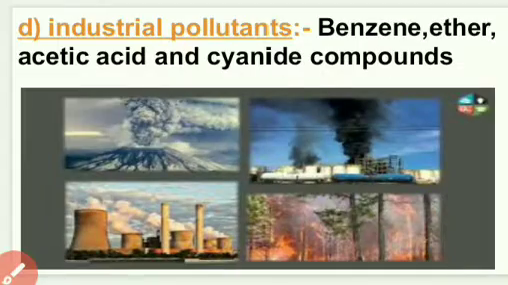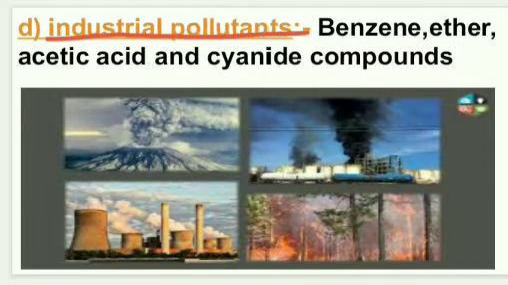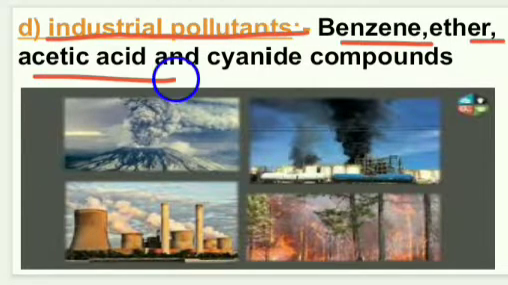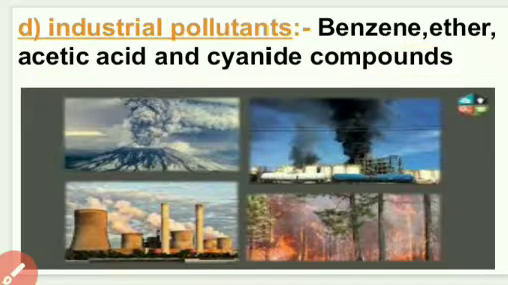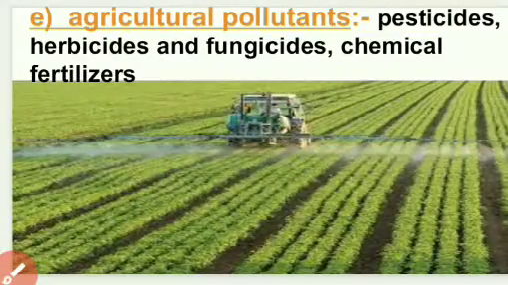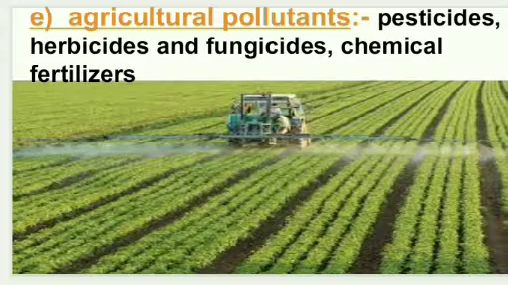Now the next air pollutant is industrial pollutants. In industrial pollutants, benzene, ether, acetic acid and cyanide compounds are there. And here in this picture we can see how are these chemical compounds or the pollutants emitted out into the atmosphere. Now the next is agricultural pollutants.